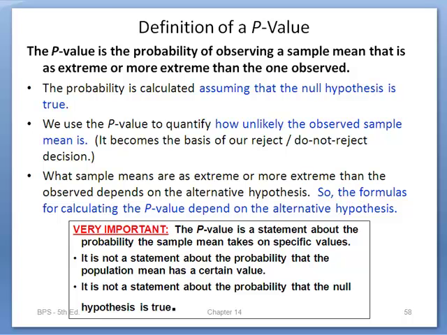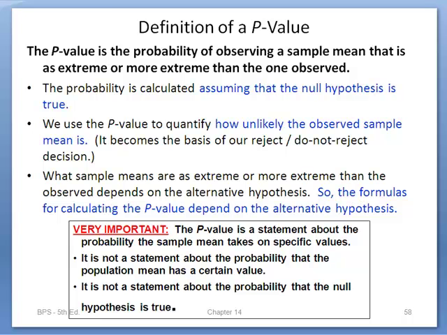What sample means are as extreme or more extreme than the observed depends on the alternative hypothesis. So the formulas for calculating the p-value depend upon that alternative hypothesis. So as I told you, that alternative hypothesis drives your hypothesis test.